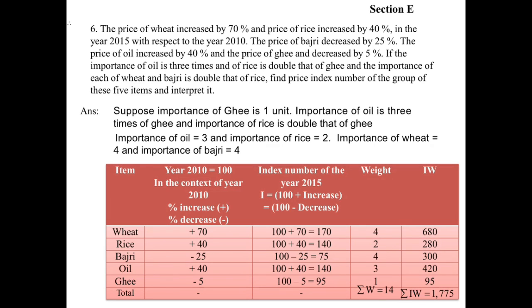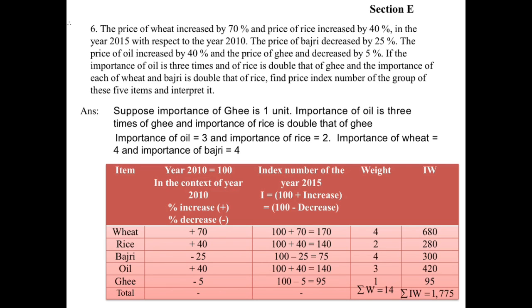Now what about the weight? They give us that the importance of oil is 3 times and rice is double that of ghee, so we assume here importance of ghee is 1. Then importance of oil is 3 times to ghee, so we write 3 in the oil row, and we write 2 for rice because rice is double that of ghee.